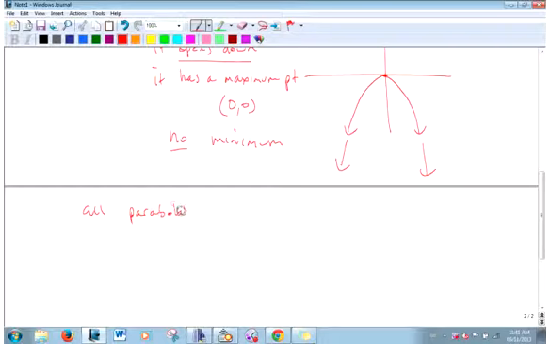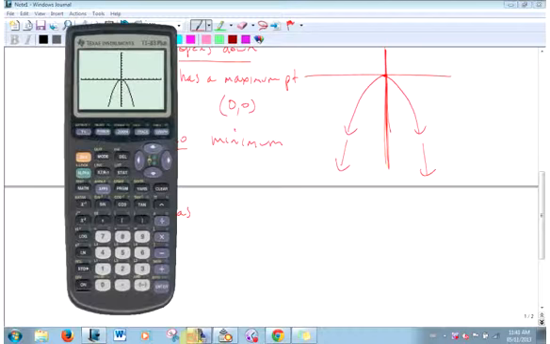What do you think about, if I draw a line there, well, that's right where the y-axis is. What do you think about the left and the right? How would you describe that?